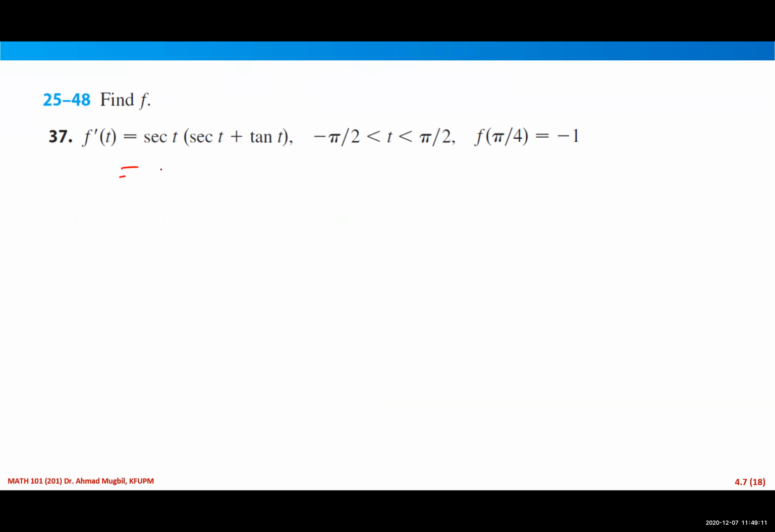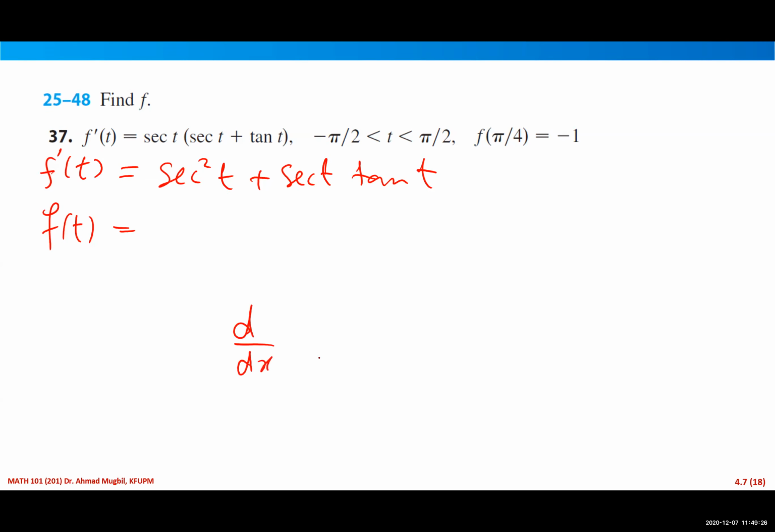The same idea here, Shabab. But here you just need to, it will be secant squared t plus secant t tan t. This is the derivative, I mean. Now, what is the function, the antiderivative? What is the antiderivative of secant squared? Ask yourself, what is the function that its derivative is secant squared, Shabab?